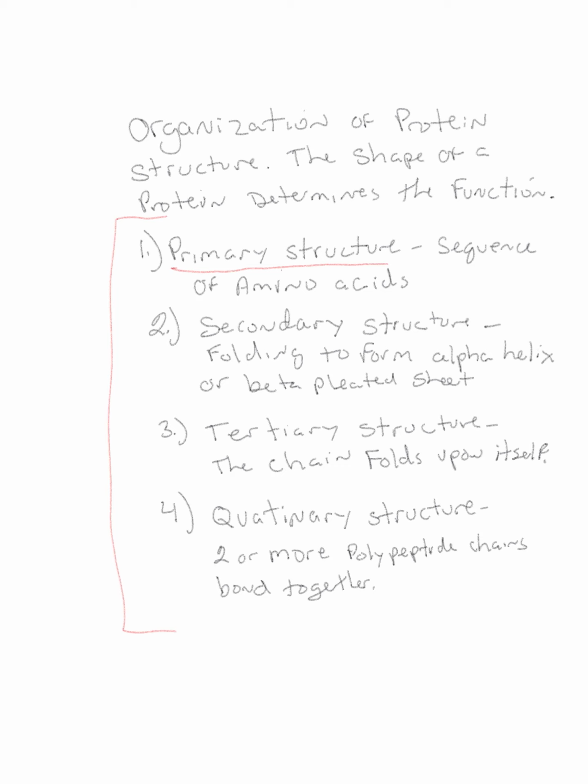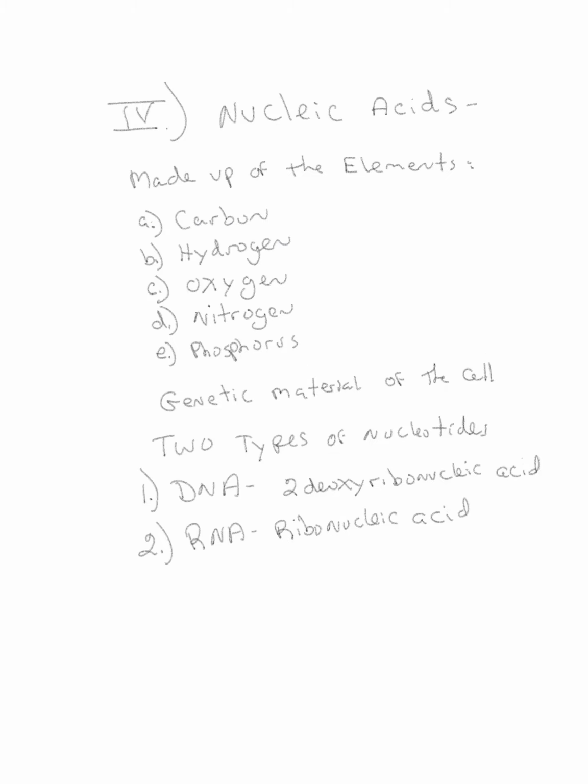Secondary structure is just the folding, or you can form an alpha helix, which looks like a corkscrew shape of the protein. The tertiary structure is when you take the protein and fold it upon itself. And then quaternary structure is when you have 2 or more polypeptide chains bonded together. They can be very large, and they can form complexes.